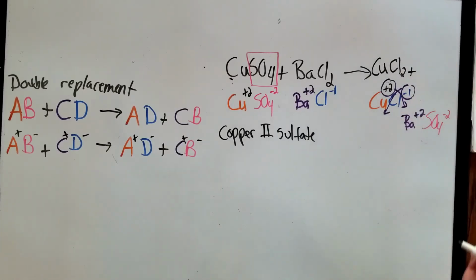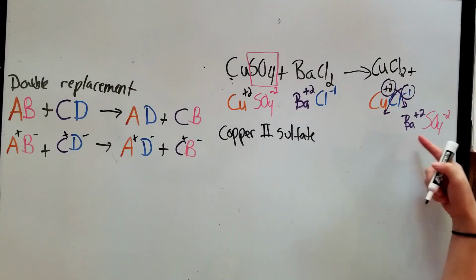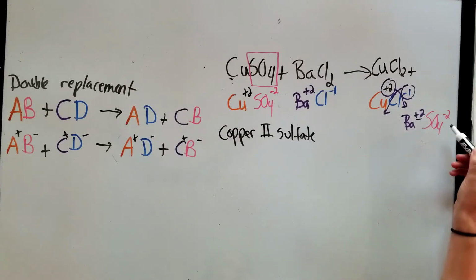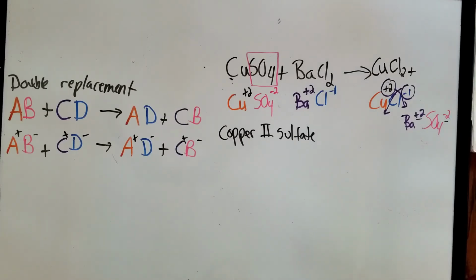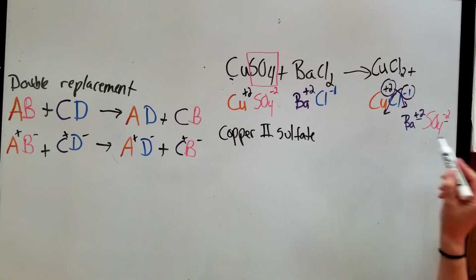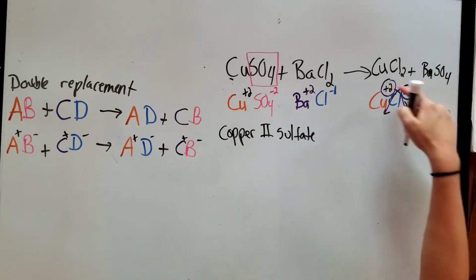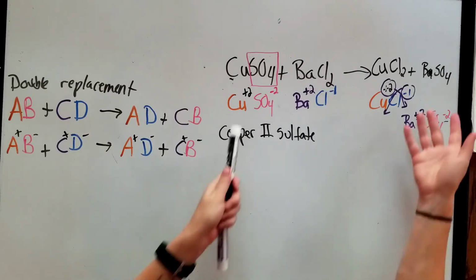Our next product is going to be barium sulfate. Now look at the charges before you crisscross them. We have a +2 and a -2. Do they cancel each other out? Yes, they do. So that means we just need 1 barium and 1 sulfate. So these are our correct products. And actually, it's already balanced too.